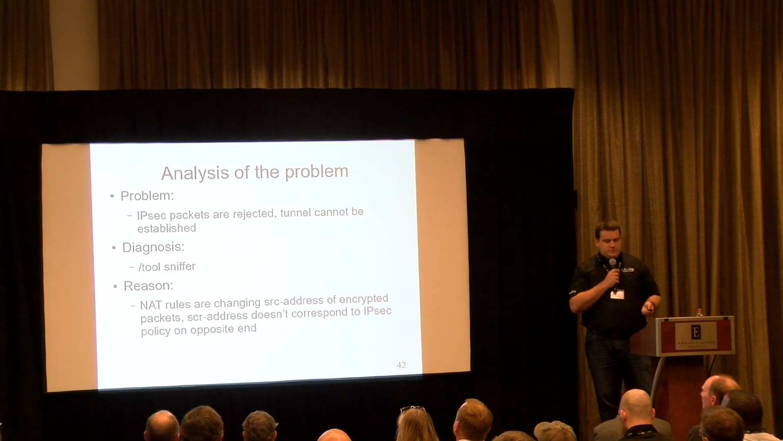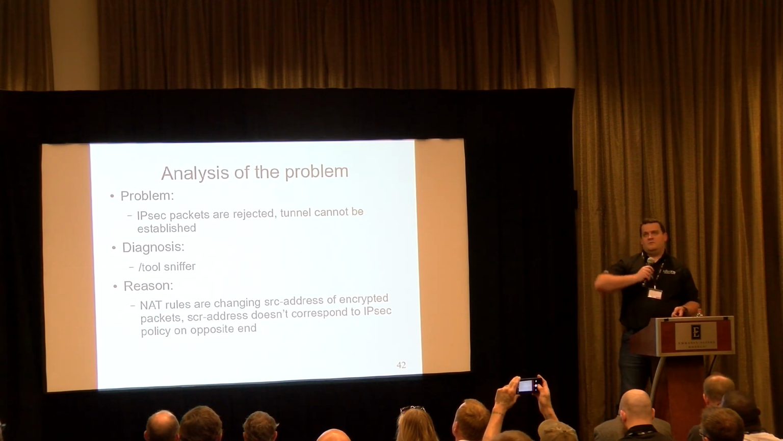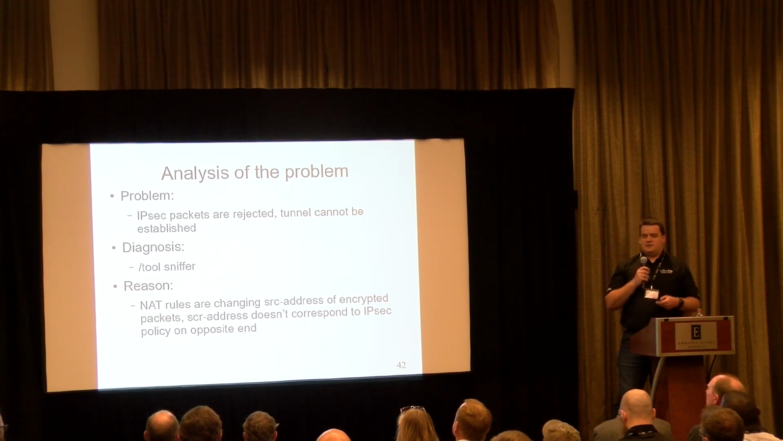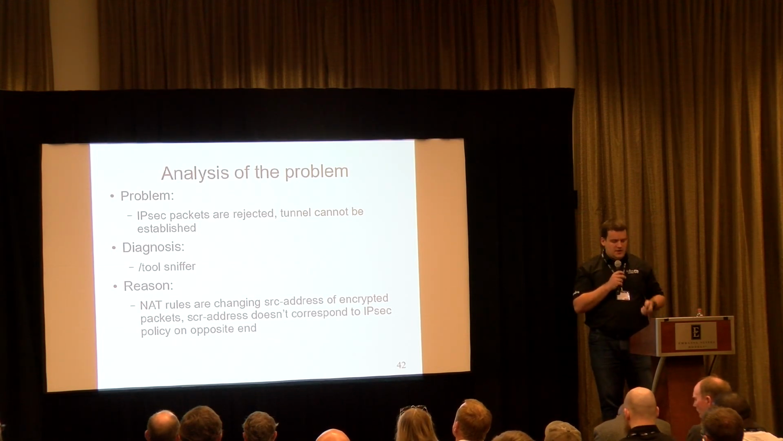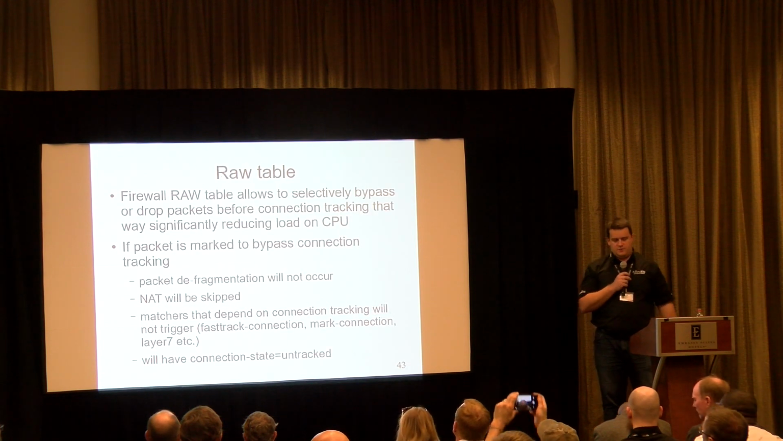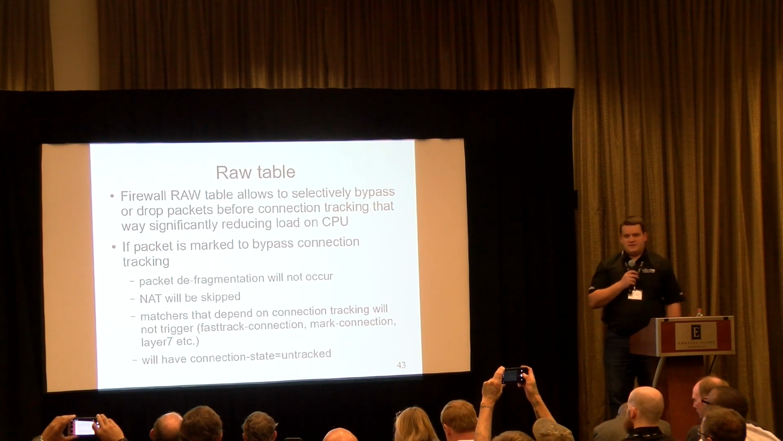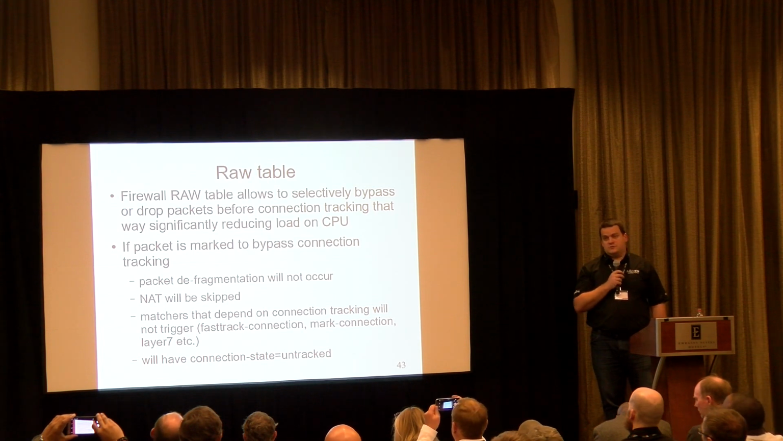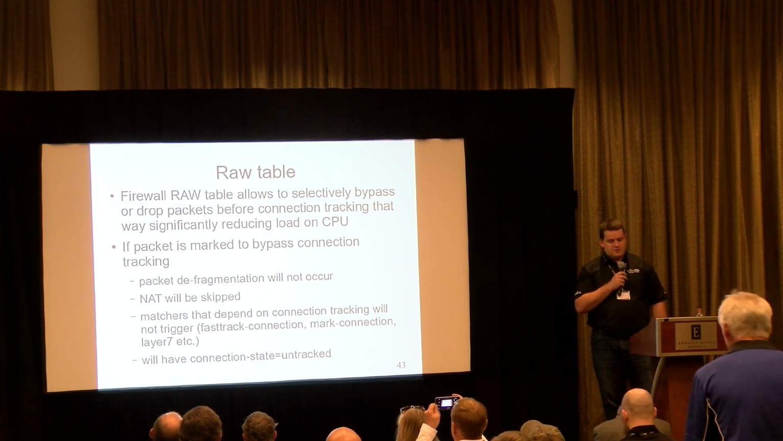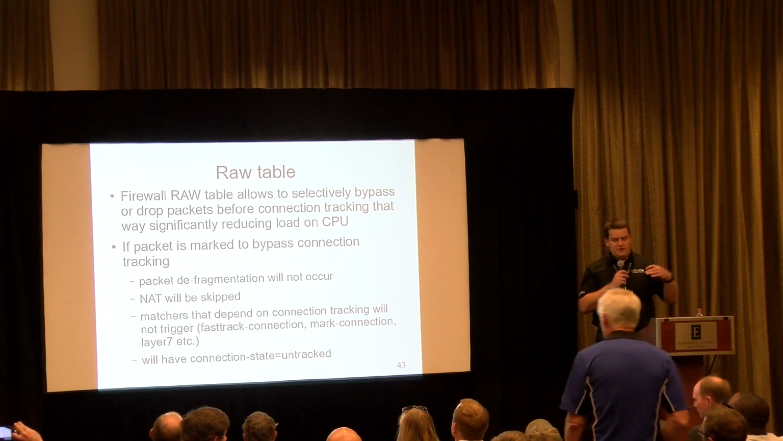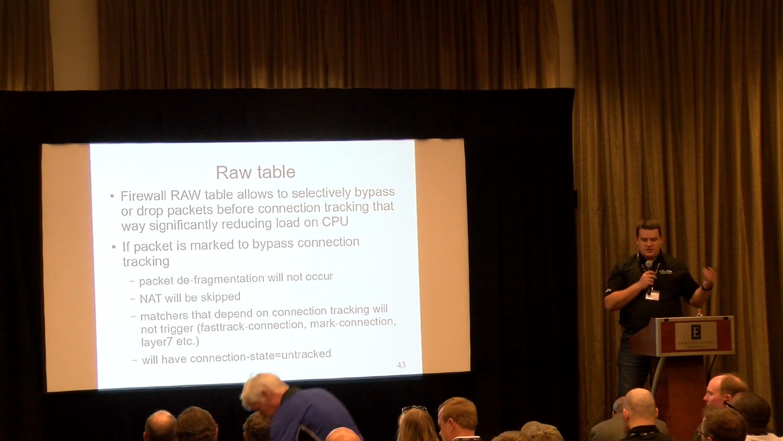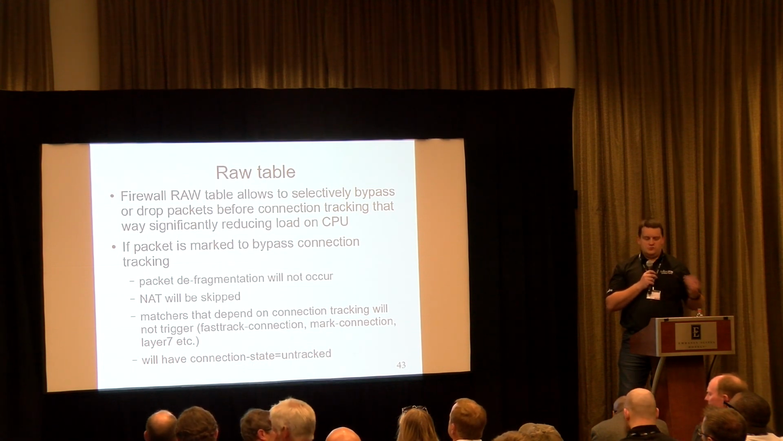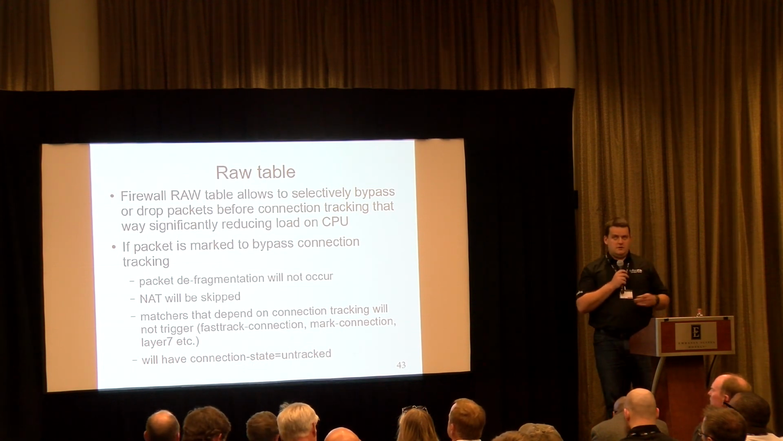So what to do? One option, the old way, is to create an accept rule before the Masquerade rule. But I am here to offer you an alternative from the newest version. We added IP firewall raw rules. The firewall raw table allows you to selectively bypass or drop packets before connection tracking gets to them. This way you can reduce your CPU load significantly, especially in a DoS attack case or such.